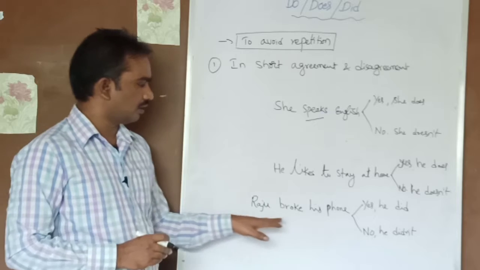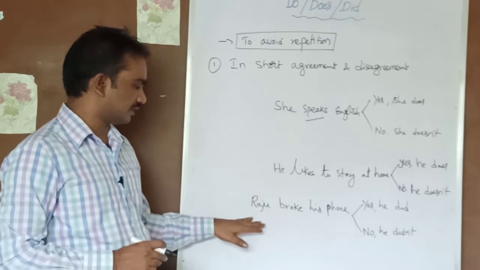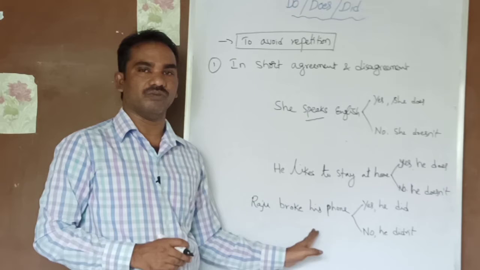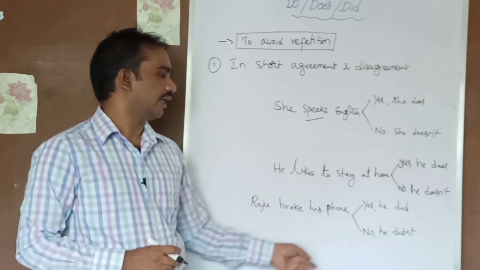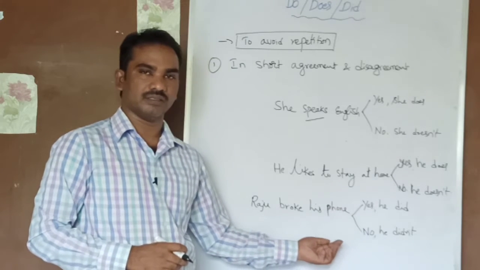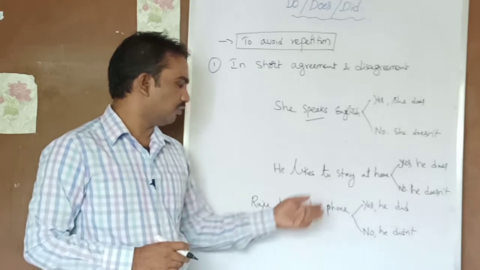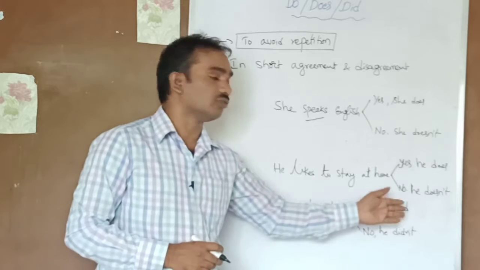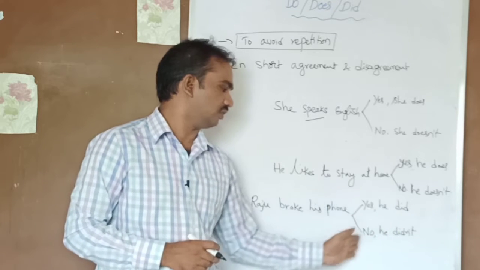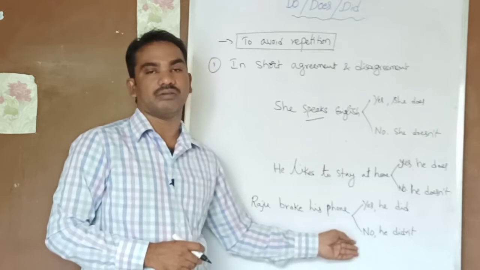Look here. So these are the present tense, and look at the past tense. Raj broke his phone. Now you have to agree or disagree. What do you say? Yes, he did. That means yes, he broke the phone. So you don't need to say the entire thing. Simply two words. Yes plus two words. So here, when you disagree, no, he did not.